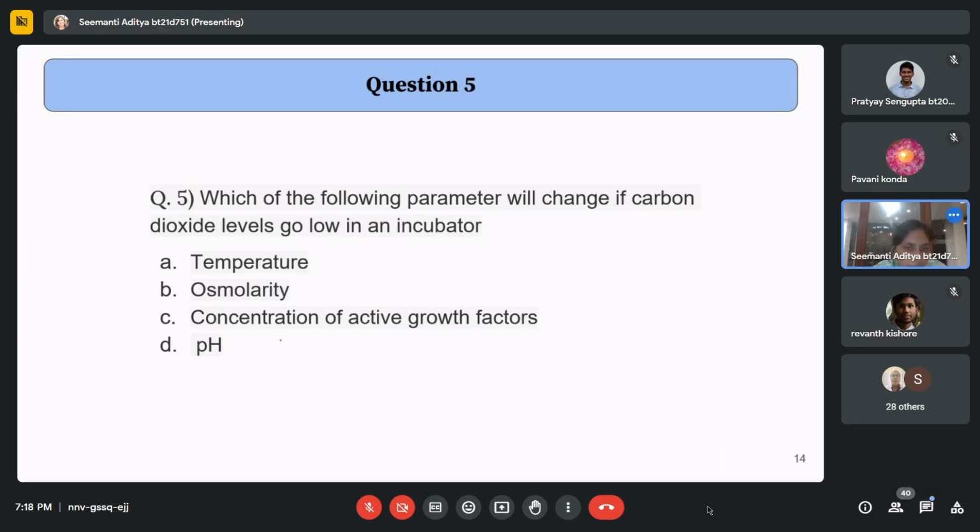Answer C. Option C is not correct, because the concentration of the growth factors is not going to be affected by carbon dioxide levels, because carbon dioxide is only going to affect the pH. So the correct option is option number D.